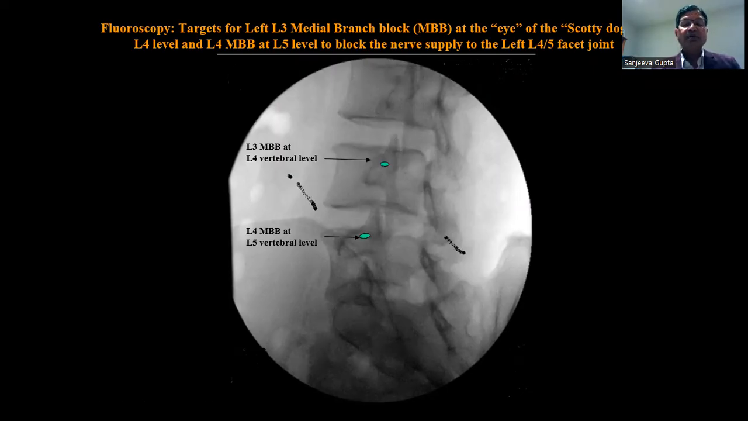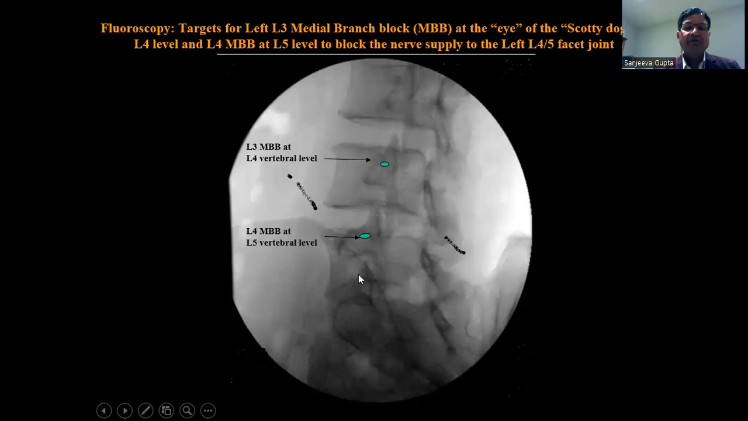So understanding the neuroanatomy is important because you're blocking the L3 medial branch at the L4 level, and you're blocking the L4 medial branch at the L5 level. So that blocks the nerve supply to the L4-5 joint. But if you include the L2 medial branch at L3 level, you'll be blocking the L3-4 and L4-5 facet joints. On the other hand, if you include the dorsal ramus of L5, you will be blocking the L4-5 and the L5-S1. So basically, the facet joints are supplied by two nerves. So when you block the medial branches at L3 and L4, the L4-5 facet joint is blocked, and if you block the dorsal ramus at L5, then two facet joints can be blocked. Basically, understand the neuroanatomy, and that will be very helpful.